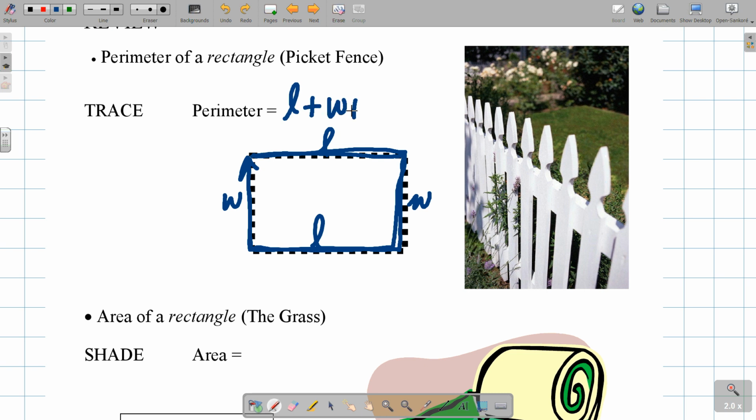Area. I want you to get in the habit, when you're dealing with area, of physically shading. Shade the area. Physically shade it. And to find the area, imagine laying grass. Grass is area. Perimeter is picket fence. To find the area of a rectangle is simply length times width.